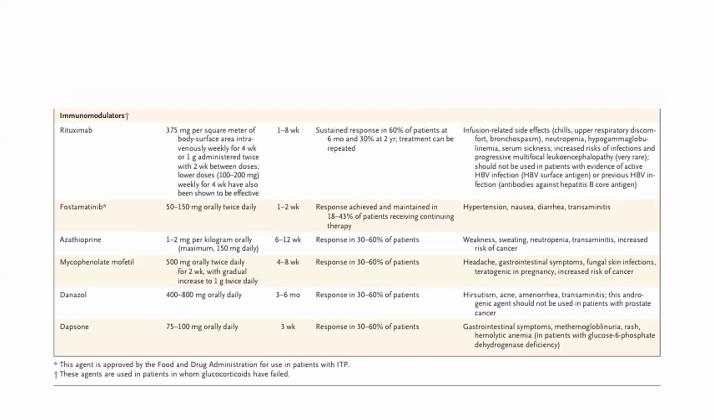Rituximab can be used in the dose of 375 mg per square meter of body surface area intravenously weekly for 4 weeks or 1 gram administered twice with 2 weeks between doses. Lower doses, that is 100 to 200 mg weekly for 4 weeks, have also been shown to be effective.